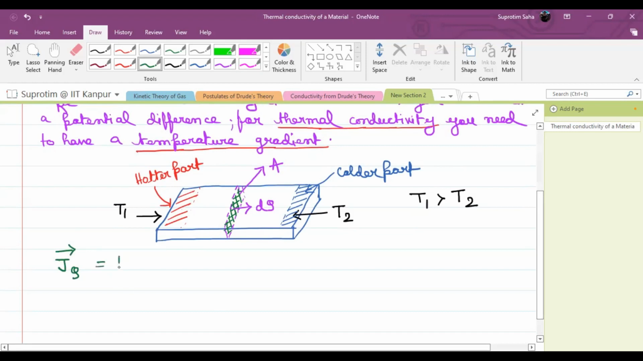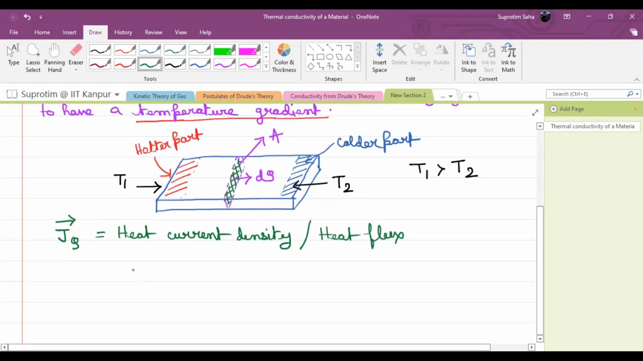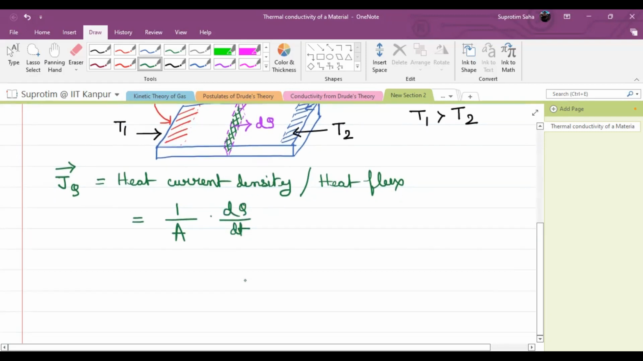This is your heat current density or heat flux. As you know, flux is energy per unit area per unit time. So you can understand it will be the rate of change of heat divided by the cross-sectional area. All right. So this is the quantity that you are going to measure.